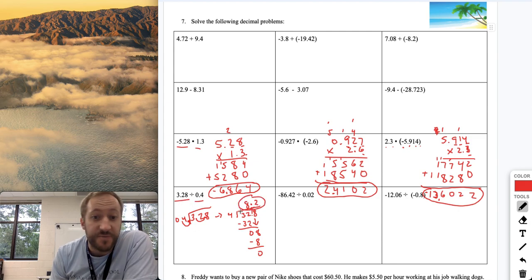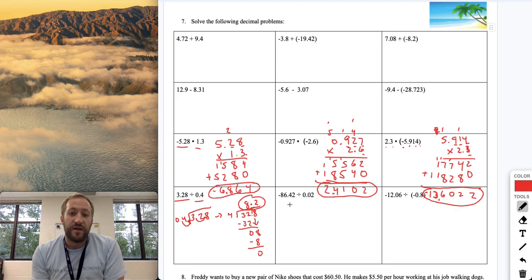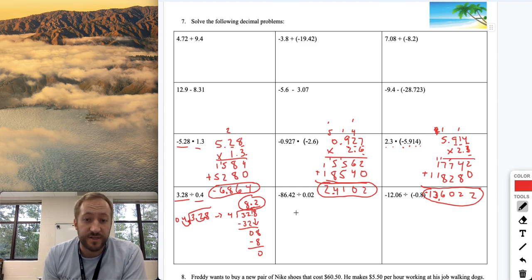I don't move the decimal back where it was originally. I leave it exactly where it was after the move. Let's look at the next one. The first number is the dividend. It always goes inside the box, 86.42.